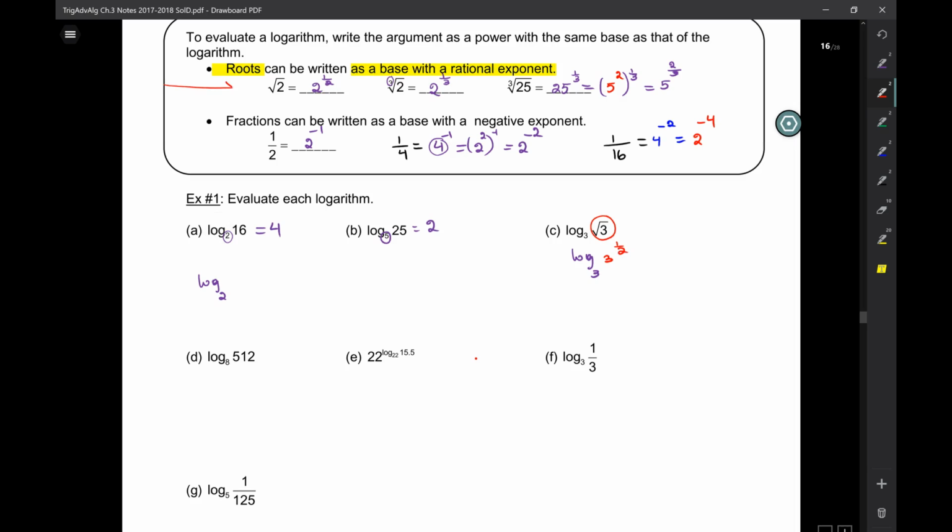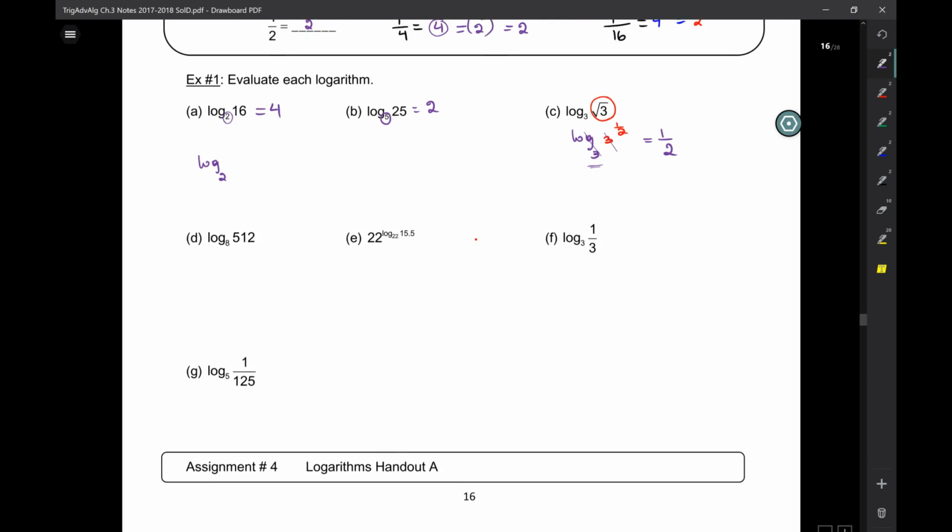Right? So take a look here. So now, look at this one. What should I have as an exponent of 3 to get 3 to the half? It's 1/2. Okay? So look, if you have log base b of b, they just go away, and it's just a half.